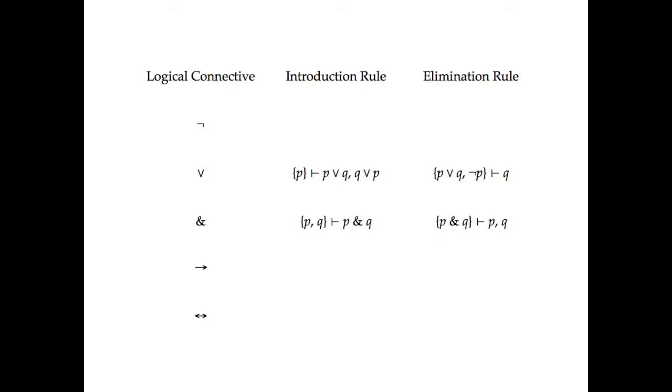The elimination rule tells us that if we have two premises, P or Q, and not P, those two premises prove Q. For and, our introduction rule says that when we have two premises, P and Q, those premises prove the conjunction P and Q. And the elimination rule just tells us that when our premise is the conjunction P and Q, that proves P, or it proves Q. All right.